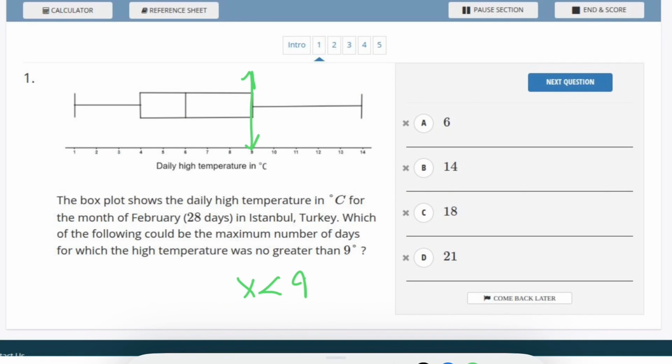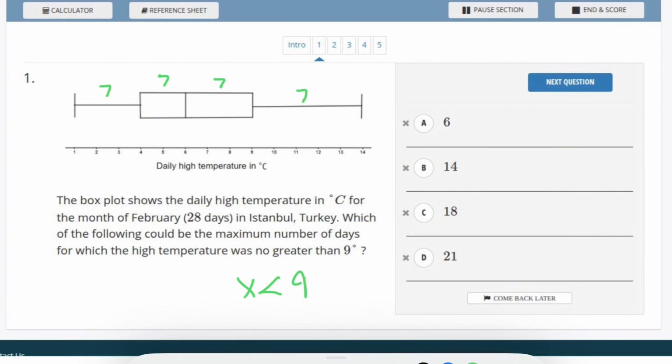So we know that a box plot is split into 4 different sections: 1, 2, 3, and 4. Those 4 sections all have the same amount of data in each. So we know 28, because that's how much data there is, split into 4. So 28 divided by 4 is 7. So we know that there are 7 days here, 7 days here, 7 days here, and 7 days here.